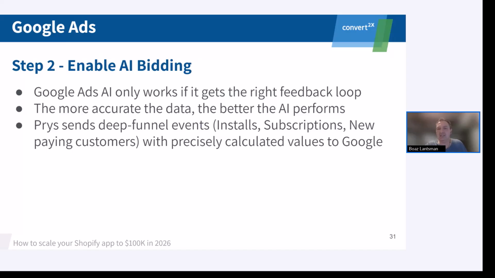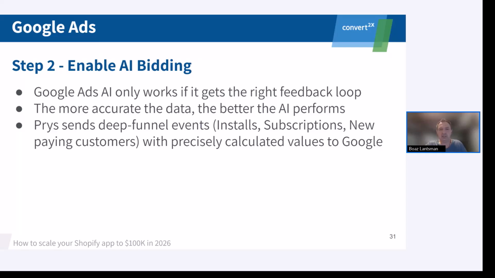What Prys does is it sends deep funnel events, not just the clicks, but the actual app installs on Shopify. Subscriptions, so when somebody agrees to your terms, either starts a free trial, or if you don't have a free trial, just agrees to your terms. And then when there's an actual payment, when they make a transaction, which Shopify collects and pays you. Prys calculates precisely each event by the keyword that it came from.